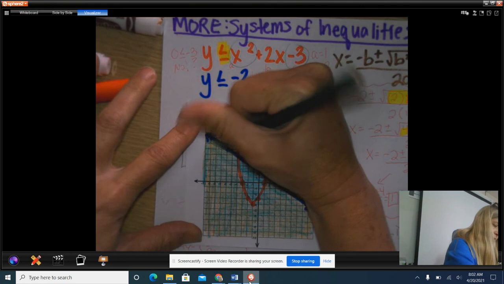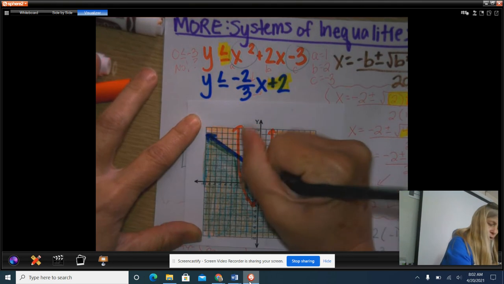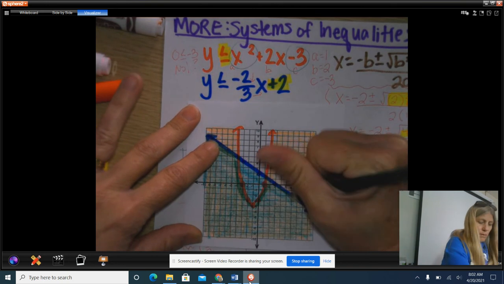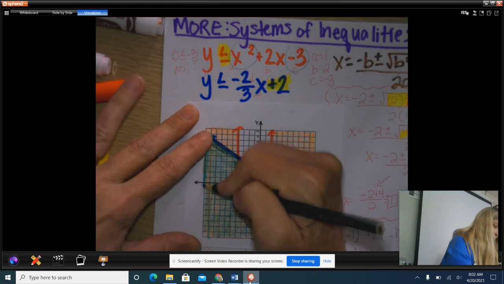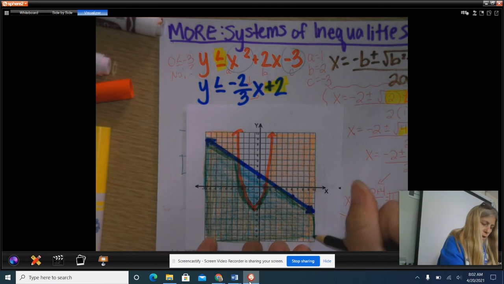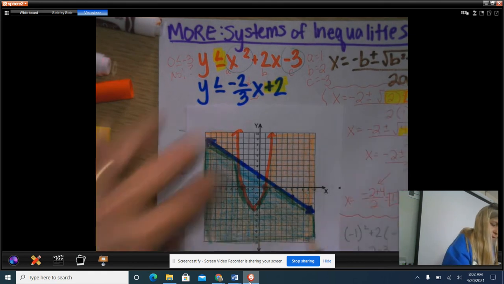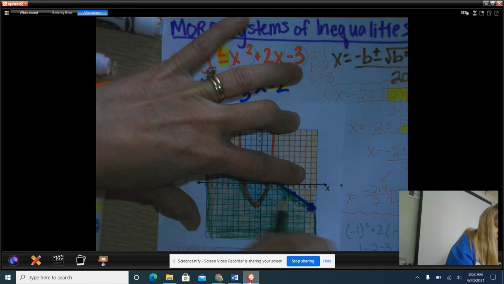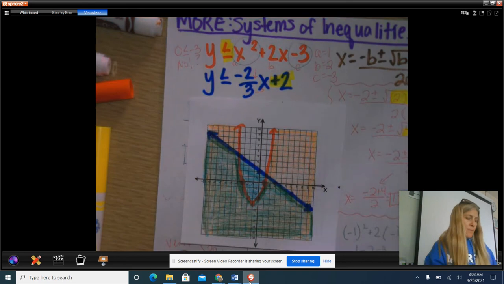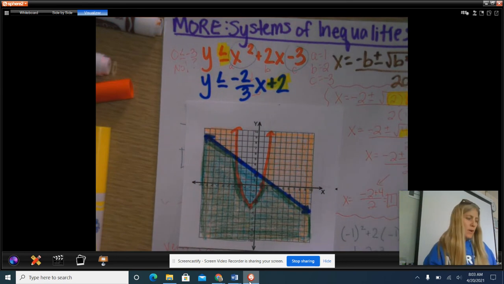Anything that is on a solid line is going to make that true, and we're going to go ahead and outline a little bit stronger. Anything that would be on a dashed line would make it false. So I'm just going to outline here. Now remember, these do continue forever and ever going out. And this, ladies and gentlemen, is the visual graphical solution of the inequalities y is less than or equal to x squared plus 2x minus 3, and y is less than or equal to -2/3 x plus 2.